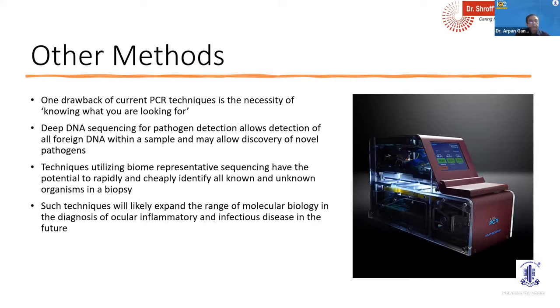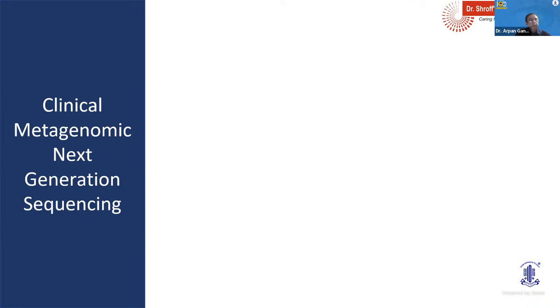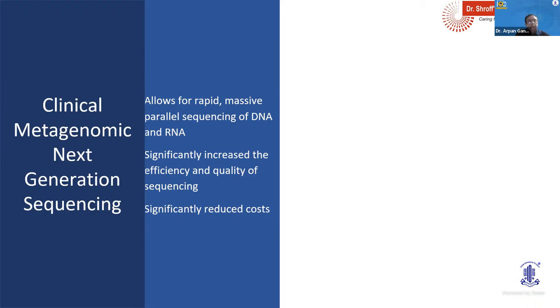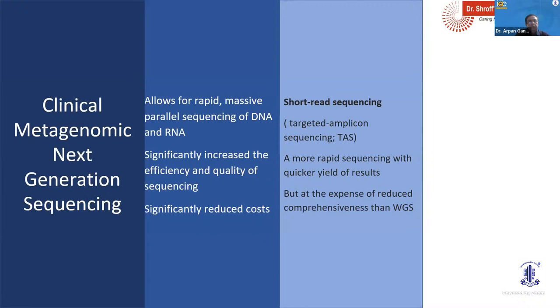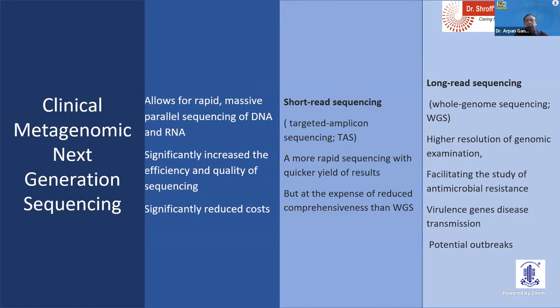An interesting pathway which has been talked about is clinical metagenomic NGS, or next generation sequencing. It allows for rapid, massively parallel sequencing of DNA and RNA. It significantly increases both the efficiency and the quality of sequencing, thus reducing the cost. Short-read sequencing is rapid, with quicker reads at the expense of reduced comprehensiveness. Long-read sequencing, or whole genomic sequencing, has a higher resolution. It facilitates the study of antimicrobial resistance as well as gene disease transmission and potential outbreaks.